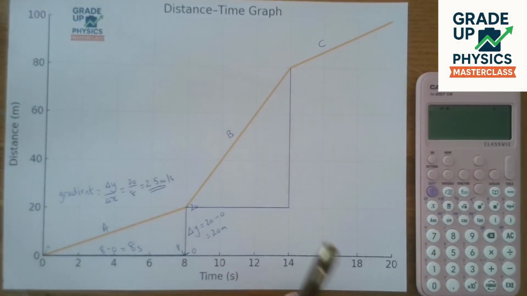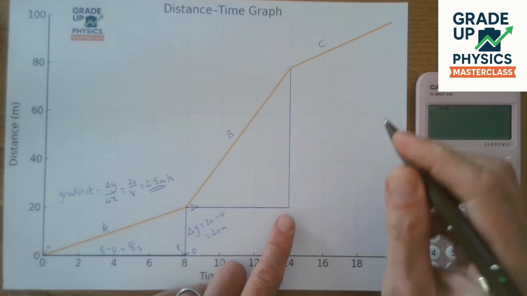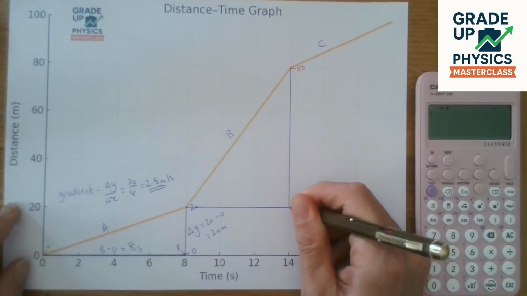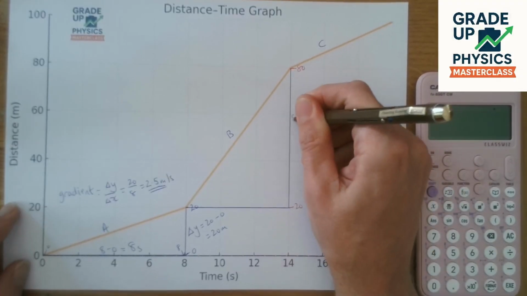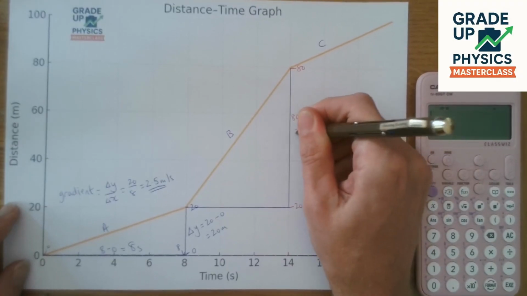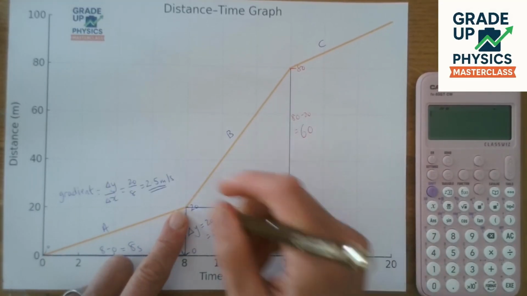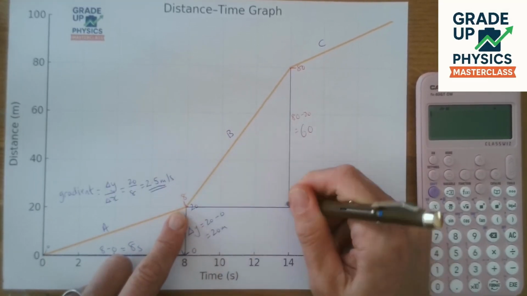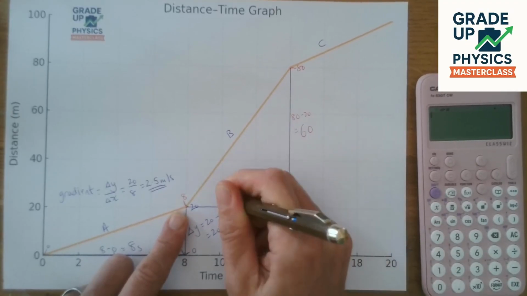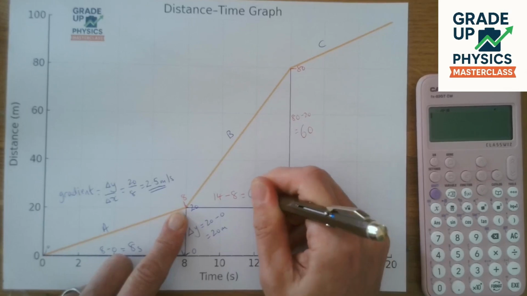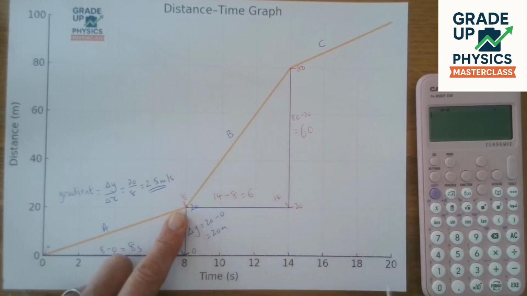So once again, I'm going to do it in a different colour so it stands out. Let's have a look at measuring off our x and y values. So again, let's start with the y-axis. So this here is 80. This here is 20. So my change in y is going to be 80 minus 20, which is equal to 60. And then let's have a look at our x-axis. So this here is 8. This here is 14. So my change in x will be 14 minus 8, which gives us 6.